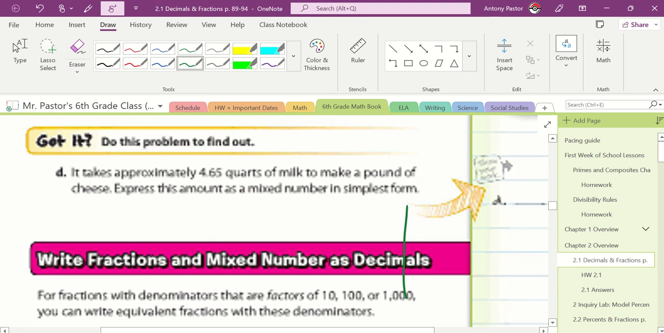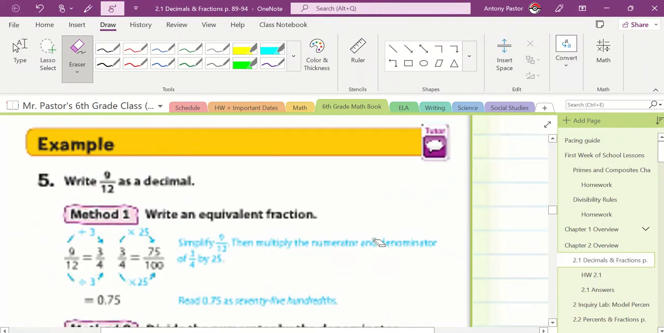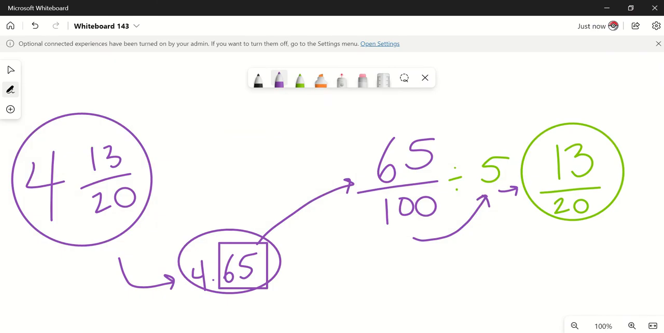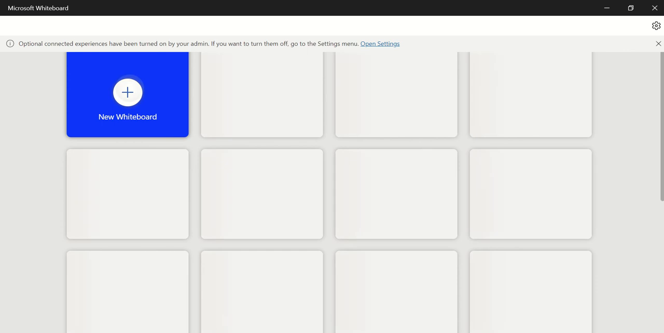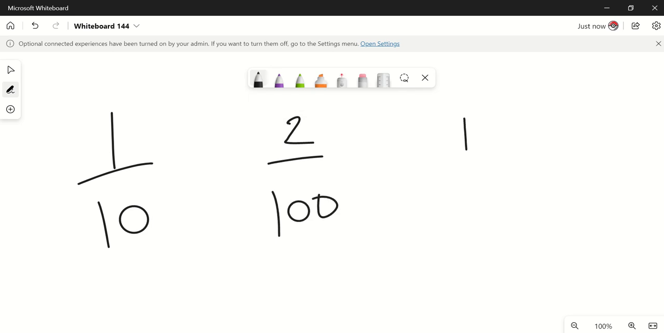Now, let's talk about what happens when we change a fraction into a decimal. There are a few shortcuts here. When you have a fraction into a decimal, if the denominator is like 10 or 100 or 1,000, I don't know why I put that on top.